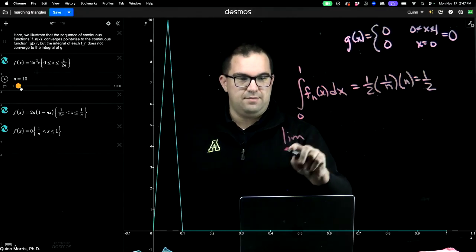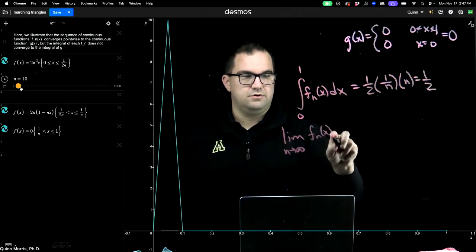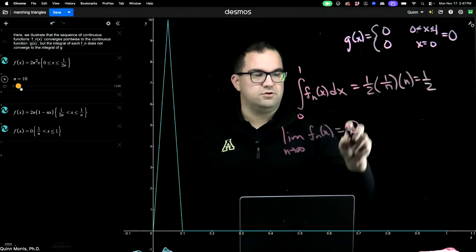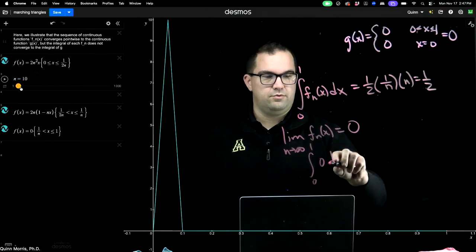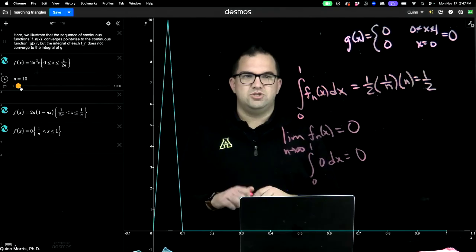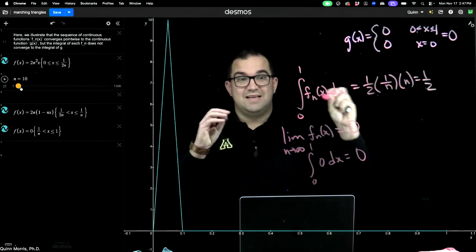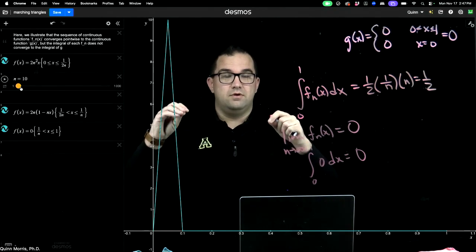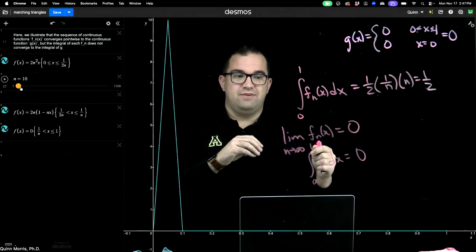But if we look at the limit as n goes to infinity of f sub n of x, we've already seen that's this function which is just 0, and obviously the integral from 0 to 1 of 0 dx is just 0. So I think what feels strange here is that you have a sequence of functions, and each function has integral 1/2, but the limit function doesn't have integral 1/2, it has integral 0.